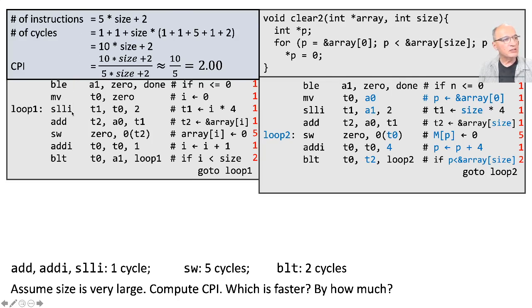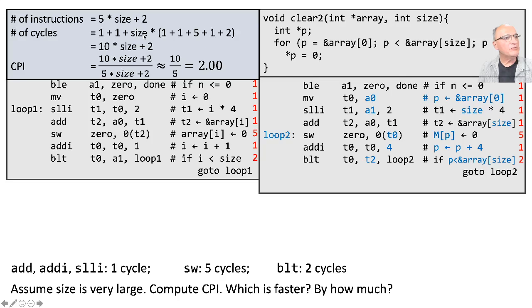So this version of the code will execute the instructions that are inside the loop size times. And so the value here is 5 times size, because I execute these instructions size times, and the instructions outside of the loop are executed 1 time. So I have 2 cycles outside of the loop in this assumption that I made.